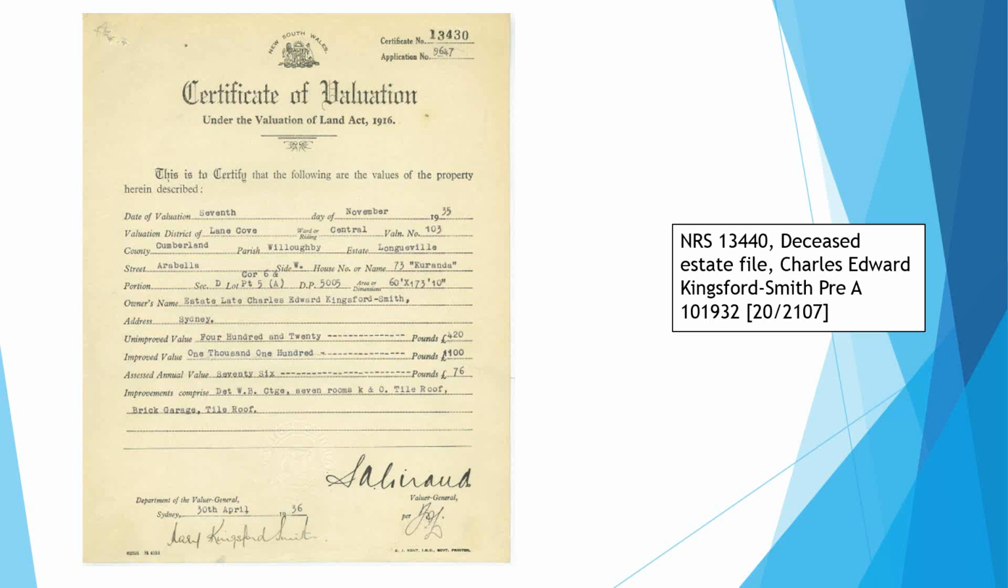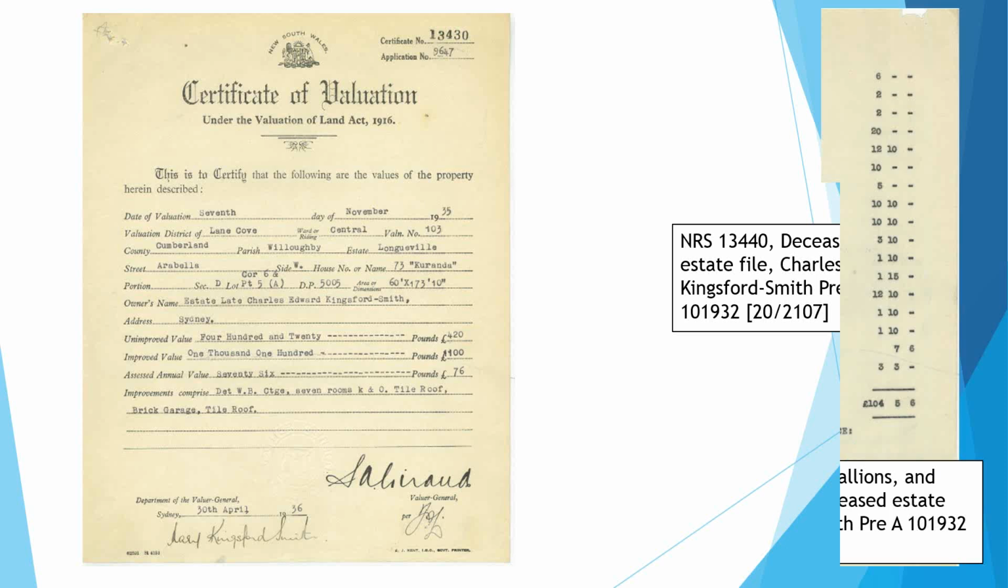The certificates of valuation, this is just an example here, are quite wonderful because they give you a very good description of a particular property as well as the volume and folio number sometimes. It tells you exactly where it was in terms of the portion and the parish and the estate name and how much it was worth. And then down the bottom, the improvements comprised. So that's the kind of cottage in this situation that it was. So that's helpful and useful information if you're researching the land that Charles Kingsford Smith owned at the time of his death.